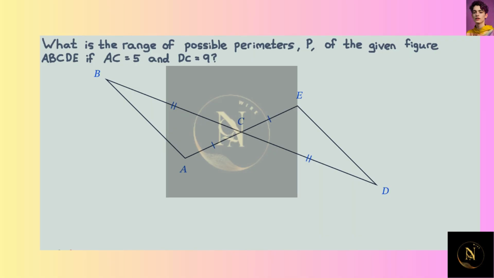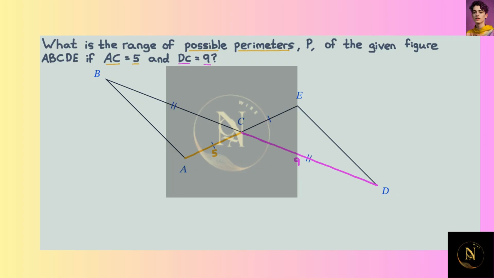What is the range of possible perimeters P of the given figure A, B, C, D, E if AC equals 5 and DC equals 9? In this question, we are asked to find the range of possible perimeters of a shape using the lengths of two sides and a given figure.